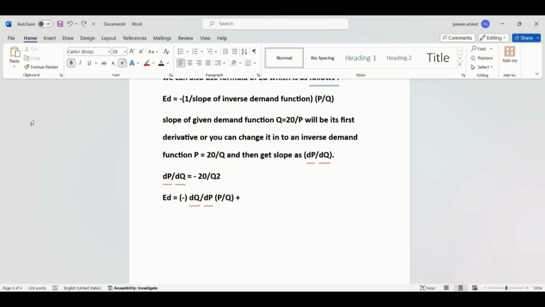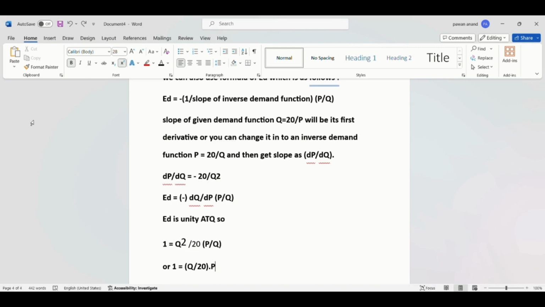Again, the formula of ED is minus dQ by dP into P upon Q. As per the question, ED is unity. So we can say 1 is equal to, the inverse of slope is this, Q square divided by 20. This is the inverse of the slope which we have calculated above, into P upon Q. Now 1 is equal to Q upon 20 into P. I am ignoring the minus sign as well.